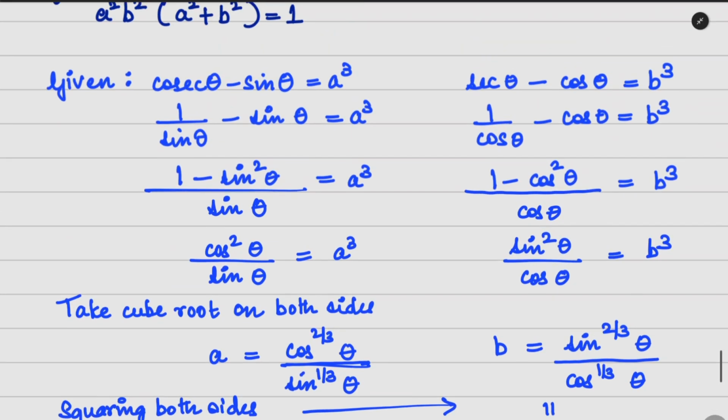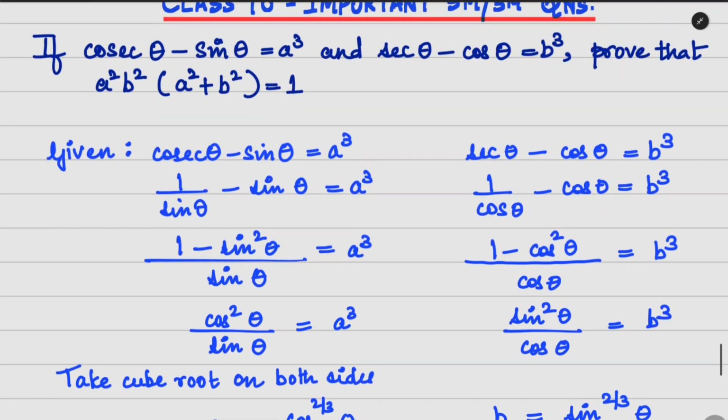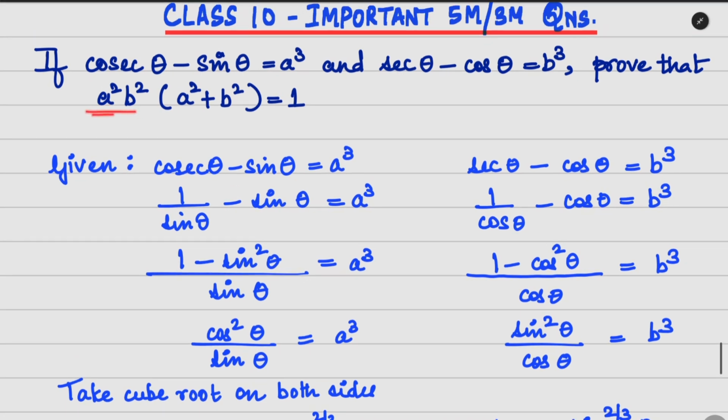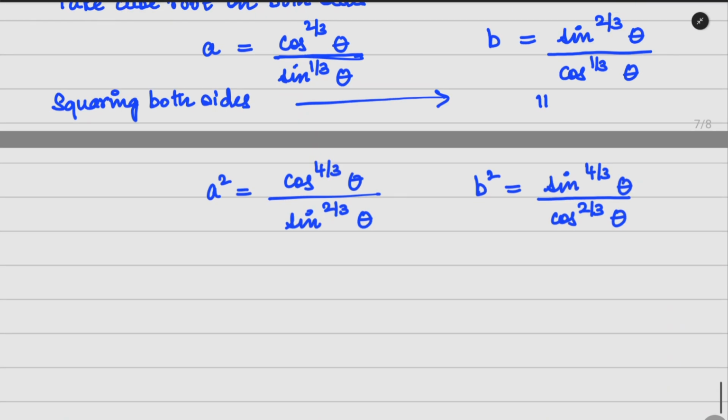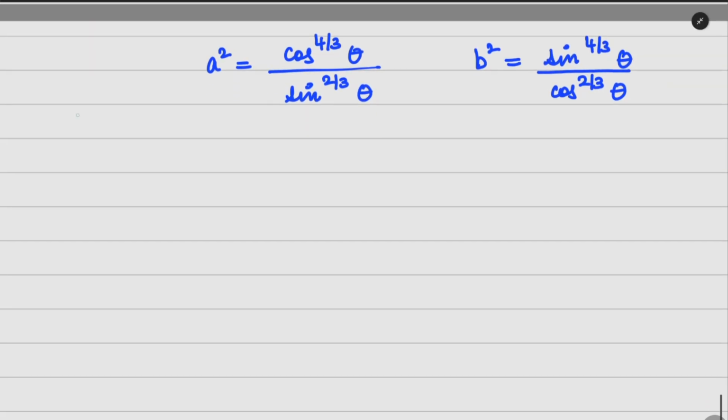Now take the LHS part. You have to prove something, right? Prove a square b square into a square plus b square equal to 1. Let's take the LHS part alone. Taking the LHS, it is nothing but a square b square multiplied by a square plus b square.